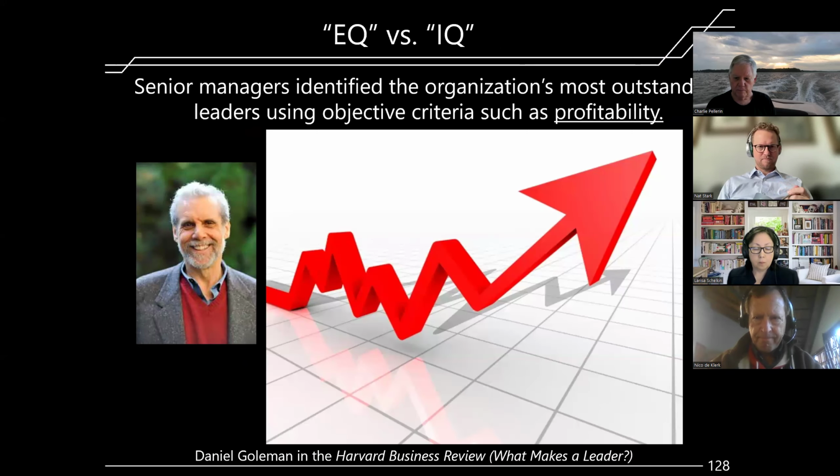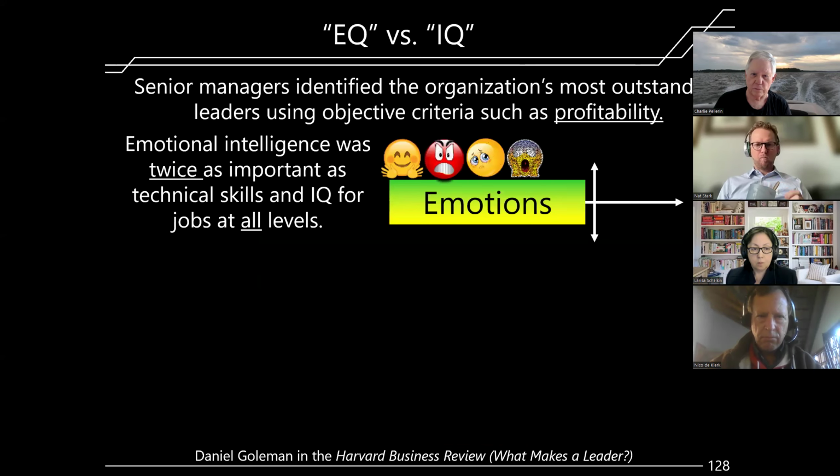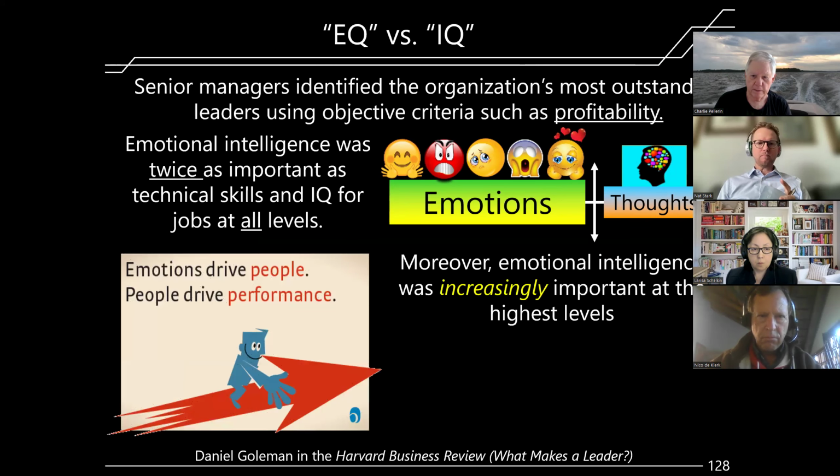I came across this book many years ago by Dan Goleman, and he talked about EQ versus IQ, and then this paper later came out in Harvard Business Review. Senior managers identified the organization's most outstanding leaders using objective criteria like profitability, which is the main thing a company gets down to in the final analysis. Emotional intelligence was twice as important as technical skills and IQ for jobs at all levels. And emotional intelligence was increasingly important at the highest levels.